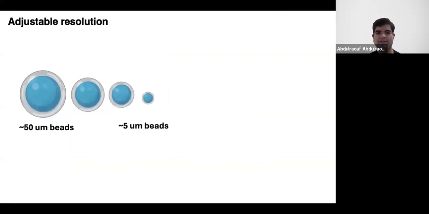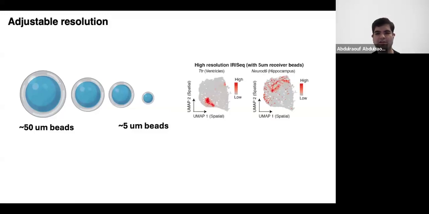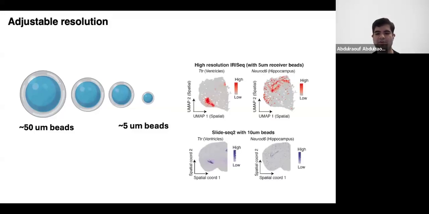And another aspect is the resolution. We can really adjust the resolution by just barcoding different sized beads. So here, we tried about 5 micron beads, and we were able to reconstruct the architecture of the tissue at a higher resolution. Here, for example, you could see Neurod6 patterns in the hippocampus area, and you could see it's more defined than with the 50 micron beads, and it's similar to the 10 micron Slide-seq method as well.